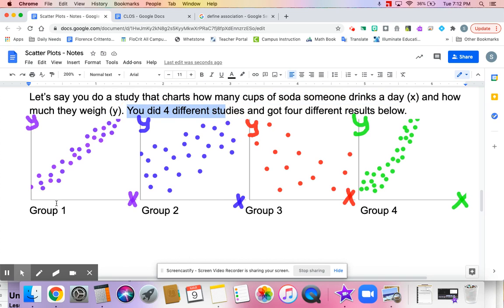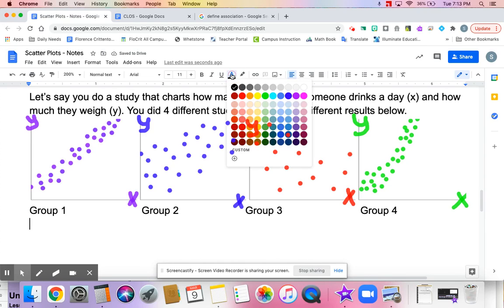Let's say group 1 was like freshmen, sophomores, juniors, and seniors, or something, 4 different groups. And so you graph their data on 4 different graphs. And then you end up with 4 very different looking scatter plots. So every single study gave you different results. But let's talk about what each set of results is saying.